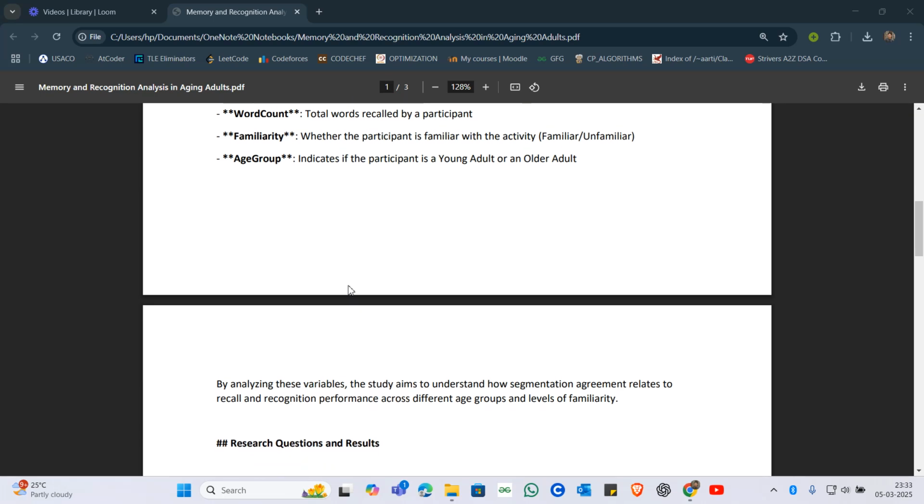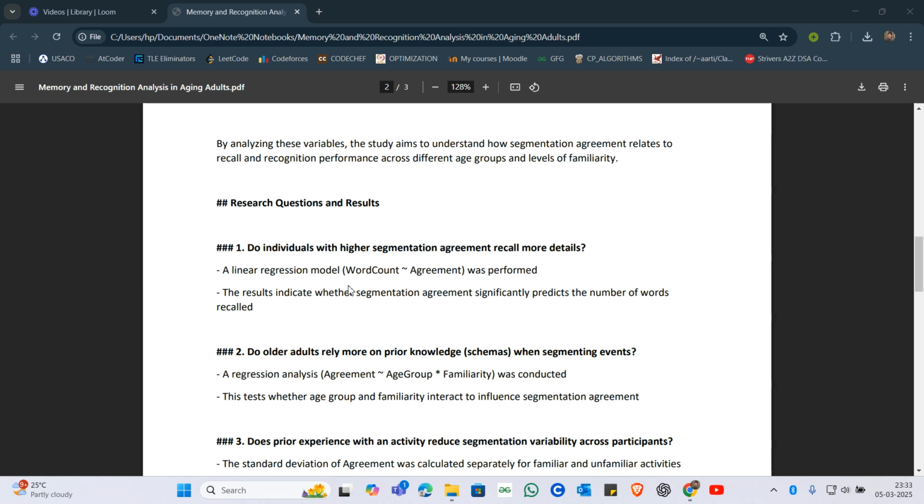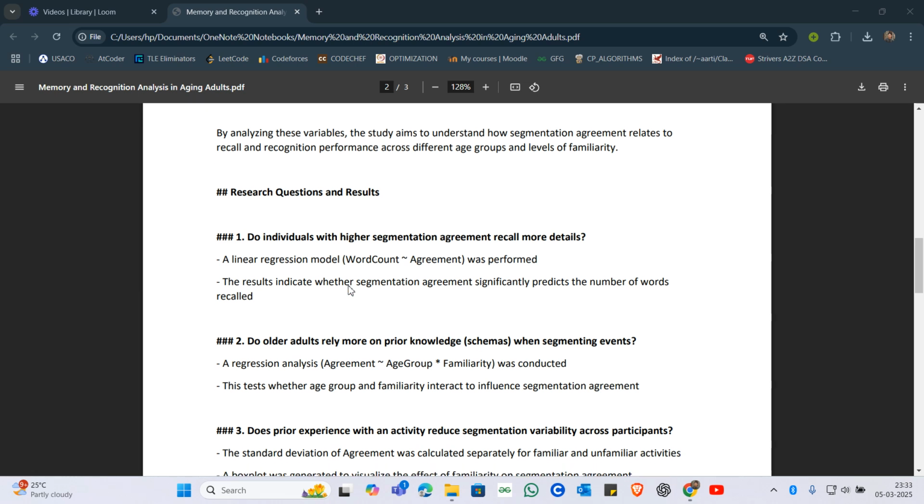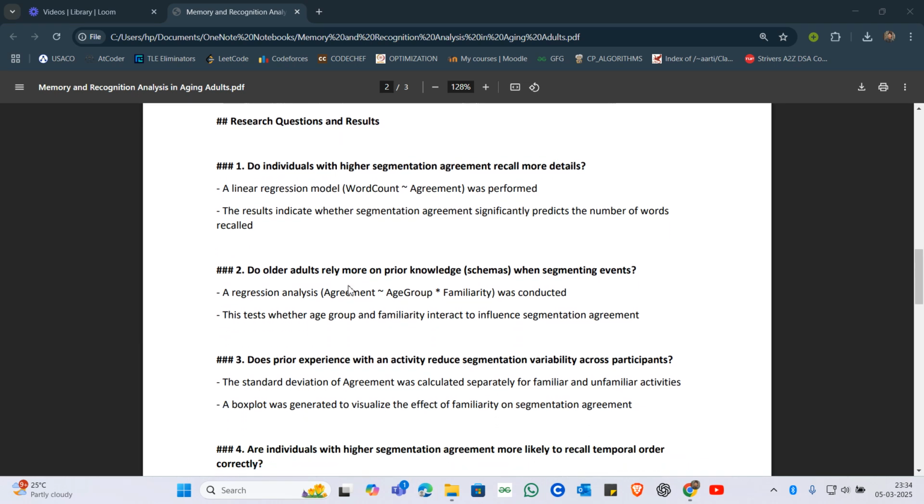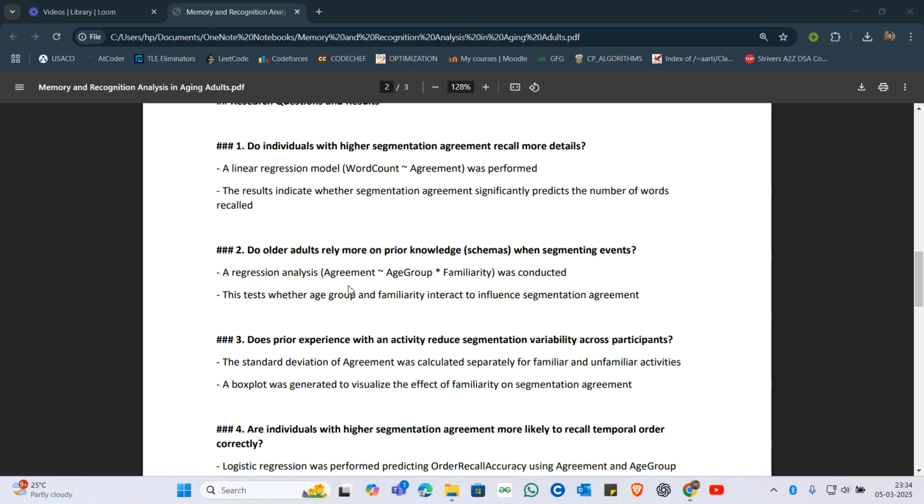So let's move to the research questions and results. To address these research questions, I have applied statistical models, including regression and correlation analysis. The first question was, do individuals with higher segmentation agreement recall more details or not? I have found that higher segmentation agreement tends to be associated with better recall performance. The second question was, do older adults rely more on prior knowledge when segmenting events? My finding is older adults tend to rely more on prior knowledge when segmenting events, especially for familiar activities. The third question was, does prior experience with an activity reduce segmentation variability across participants? My finding is familiarity with an activity reduces the segmentation variability across participants.